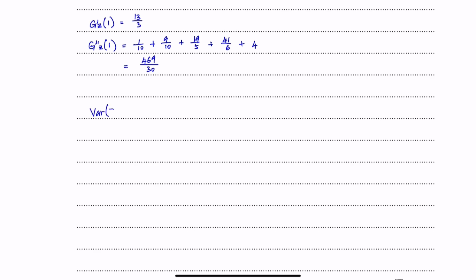So now the variance, we have G prime 1, which is 13 over 3, plus G prime prime 1, which is 469 over 30, minus the square of G prime 1, which is 13 over 3 squared. So our final answer would be 107 over 90.